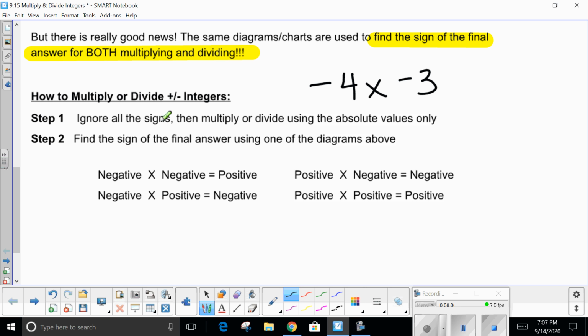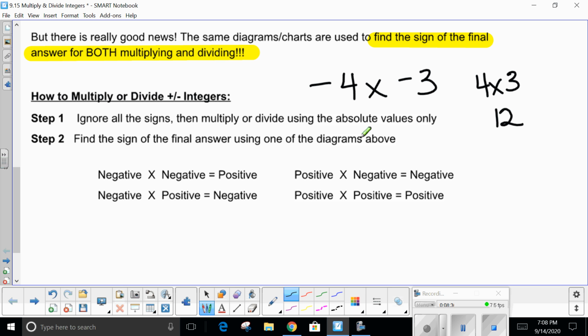The rule would be to just ignore all the positive and negative signs. We're not gonna worry about the signs until the end when we come up with our final solution. So we ignore all the signs, pretend like they are not there, and we're just going to multiply or divide using the absolute values only. So we're just using the number, not the negative part. Forget the negative signs, forget the multiplication. So we're going to say 4 times 3, and that equals 12.